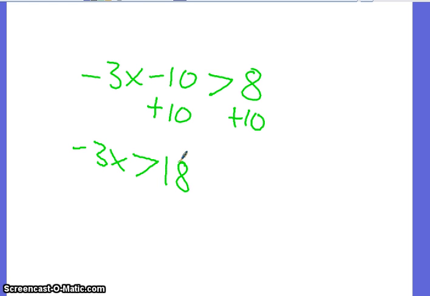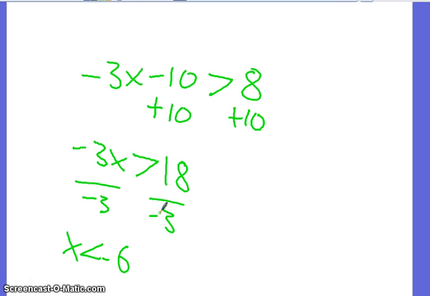Now, when you have an inequality and you divide by a negative number, guess what you automatically are going to do to the sign? Switcheroo. So now it's -3x is less than 18. So if I divide by -3, I get x is less than -6. Does that make sense? When I divided by my negative number, I also flipped the sign.